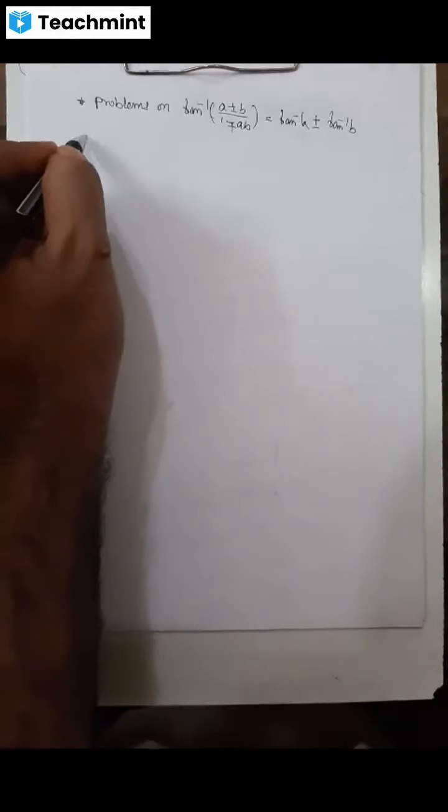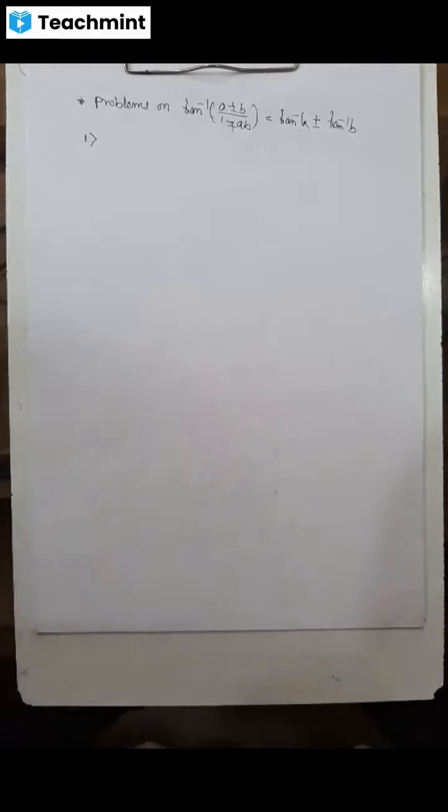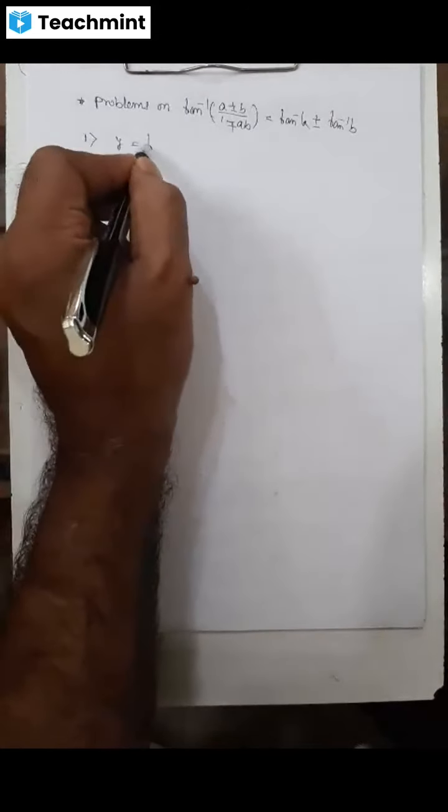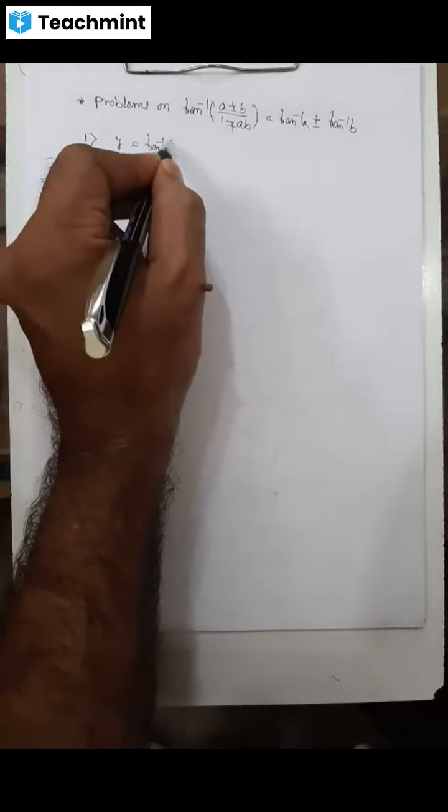So we'll see some problems on this formula. It is also important, as problems can be asked in the board exam on this formula. So first problem: y equal to tan inverse of (8x divided by 1 minus 15x square).